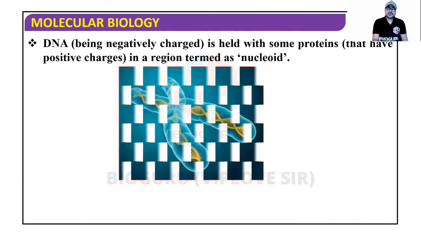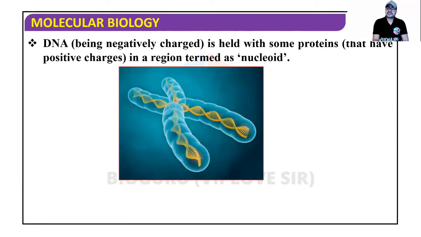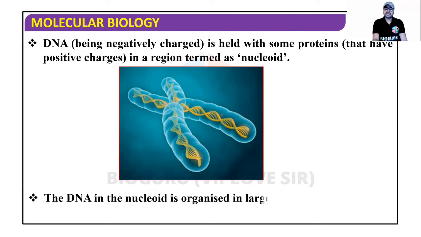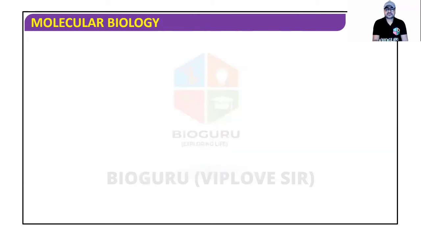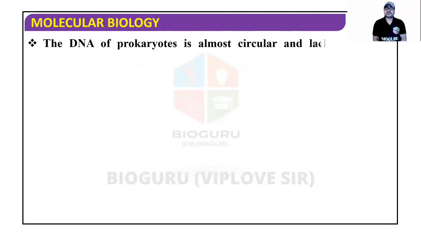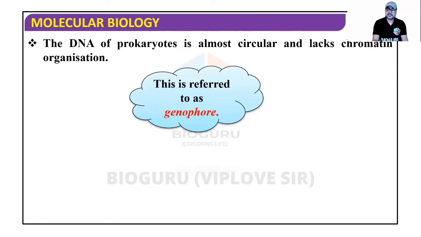So DNA, being negatively charged, is held with some proteins that have positive charge in a region termed as the nucleoid. तो वहां वो न्यूक्लियोइड फॉर्म करेंगे. The DNA in the nucleoid is organized in large loops held by the proteins. The DNA of prokaryotes is almost circular and lacks chromatin organization. तो chromatin और chromosomes का formation prokaryotes के अंदर नहीं होता. This is referred to as the genophore.